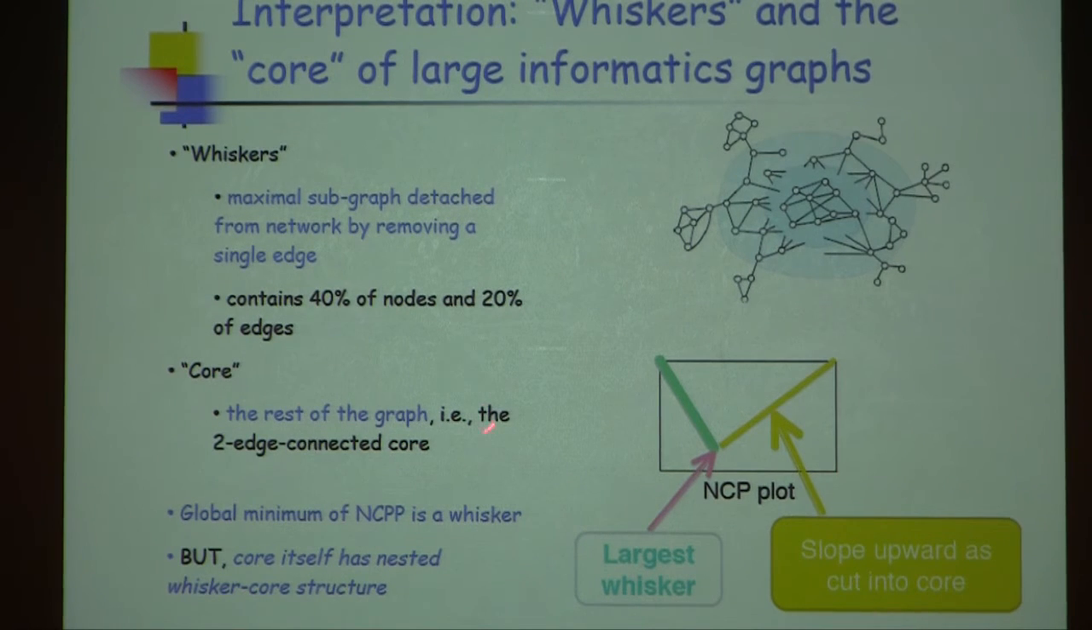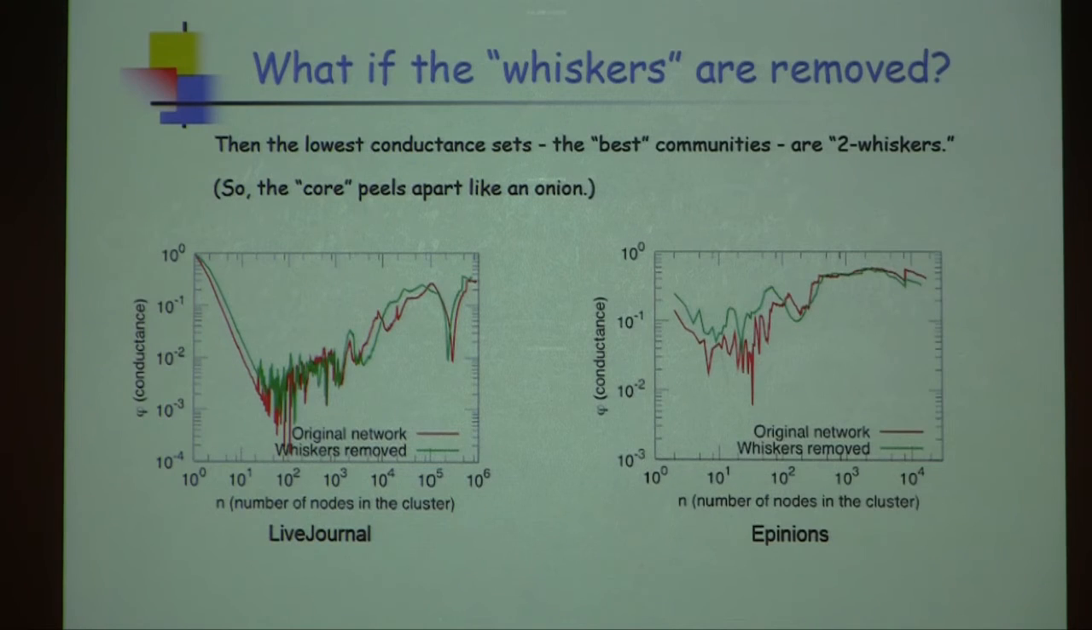Now let's define the core to be the rest of the graph. An empirical fact is that the global minimum of these things is a whisker. But you could ask, what if you're willing to eat this? What does the network profile plot of the core look like? It turns out the core itself has a core-periphery structure. Red is what I showed you before. Green is the profile plot of the core. So I've eaten that 20%, 40%, threw that out.